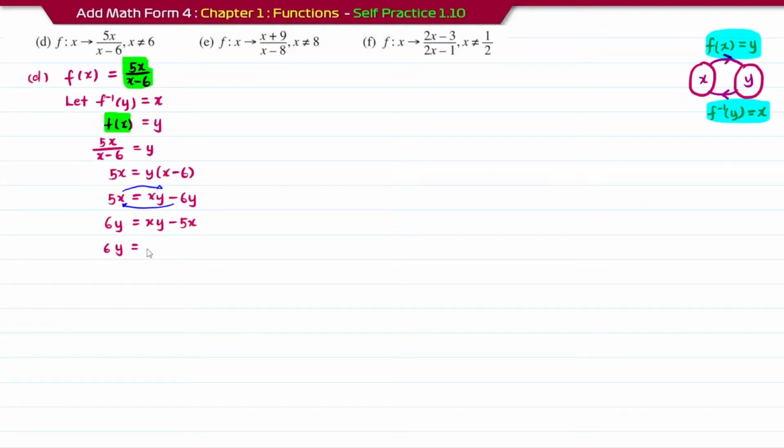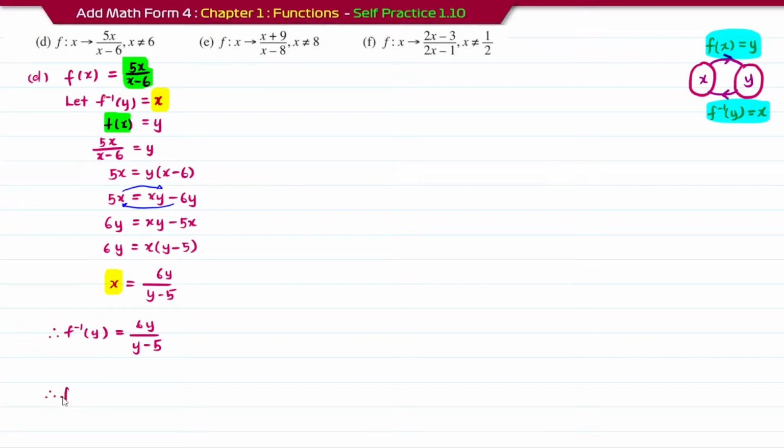So for this side, I can do the factorizations because I have the common factor x here: bracket y minus 5. Now, to let x become the subject of the formula, we move this y minus 5 to the other side. So it will be 6y over y minus 5. Now this x is equal to the inverse of y. So therefore it will be equal to 6y over y minus 5.